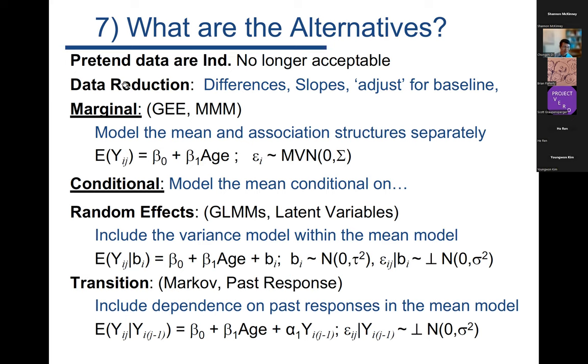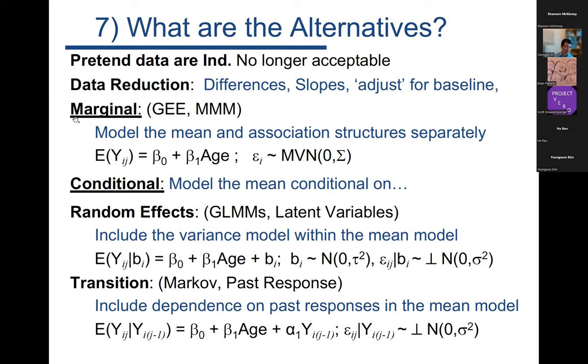But then you can try a few other things. One simple approach I didn't mention, but which might make sense in your project, is some sort of data reduction. If you only have two or three time points, you may be able to just take the difference between time one and time two, and then regress the difference on your covariates. That's one way to fit the data. If you have more than two, you can also fit a straight line to your observations, get the slope, and use the slope to fit the regression models. Or you can adjust for baseline, taking your baseline value as a covariate in your model.